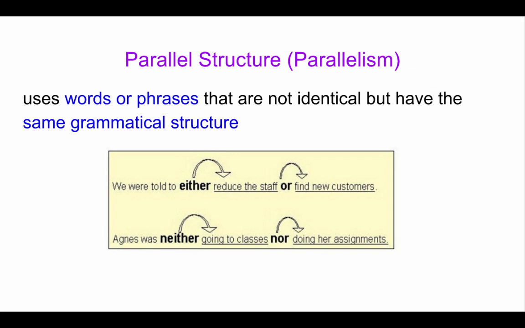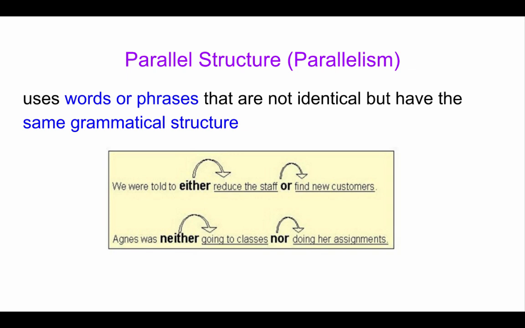Same structure, different words. Another example is Agnes was neither going to classes nor doing her assignments. Here we have neither followed by the present participle form of the verb, it ends in ing, followed by a noun, going to classes, and then nor followed by the present participle form of another verb and a different noun, doing her assignments. Again, different words, but same structure. Parallel structure is particularly effective. It's one of the mysteries of our minds that we tend to remember language that is parallel in construction, but we do.